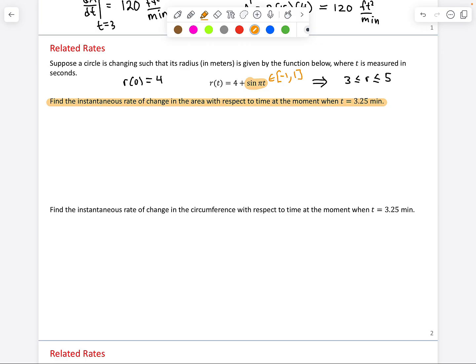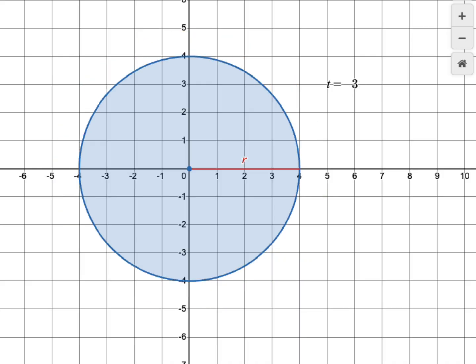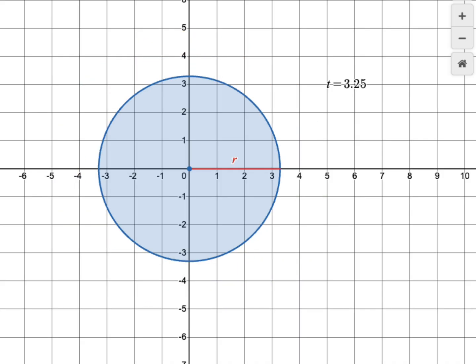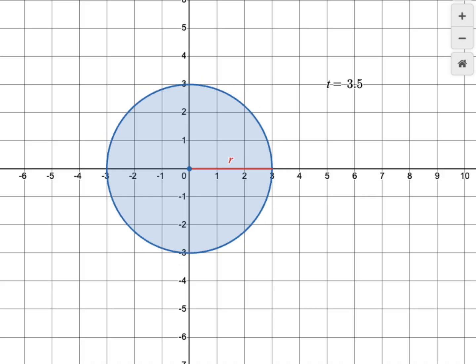Find the instantaneous rate of change in the area with respect to time at the moment when t equals 3.25. Using technology, here's time equals 3, and as we advance time, here's a circle at time equals 3.25, and then the circle at time 3.5. We can see that r was in a state of decreasing, which means that the area is shrinking at this time.